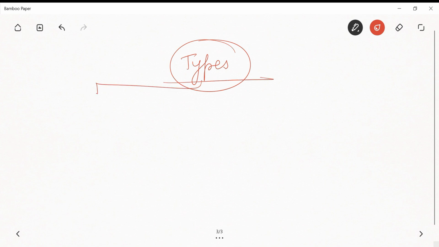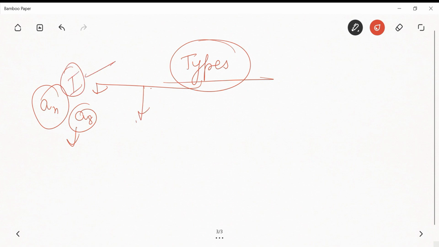The first type can be that you have to find the value of the nth term, an, right? If a and d are given and the question is asking you to find the value of a8, then you can directly use that formula. This is the direct question. The second type is some kind of indirect one.